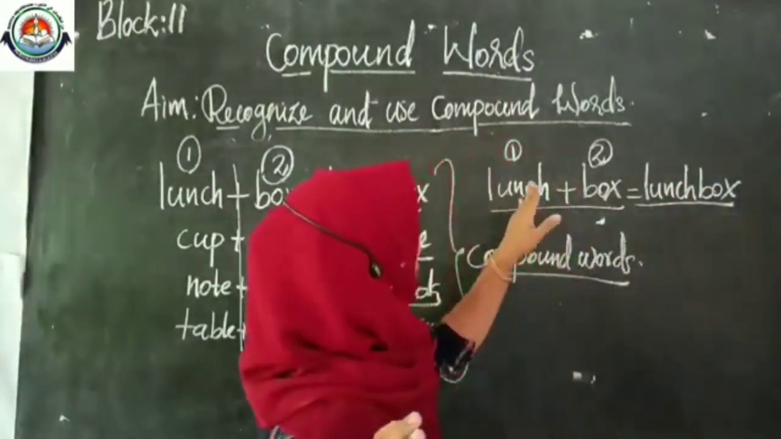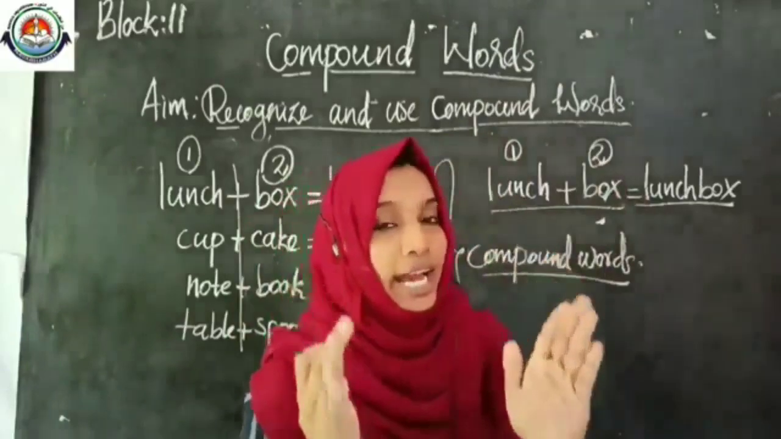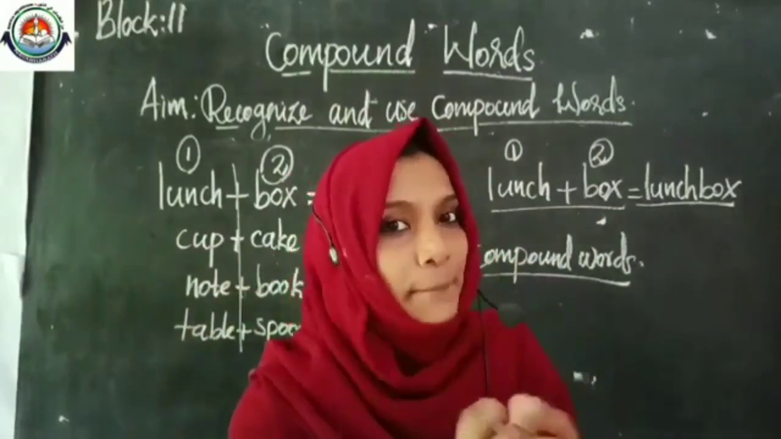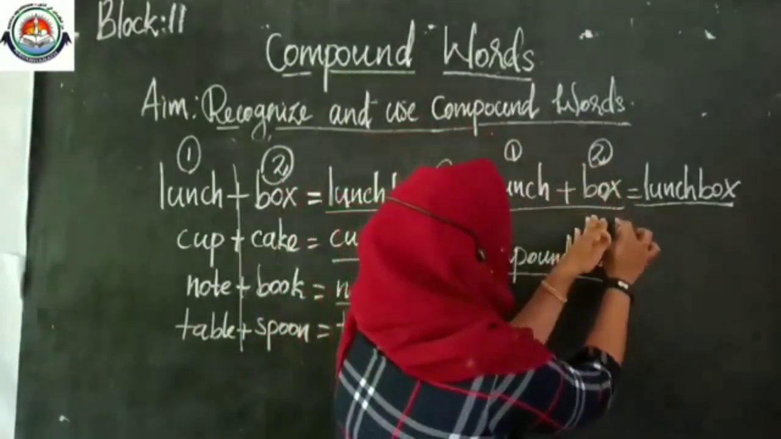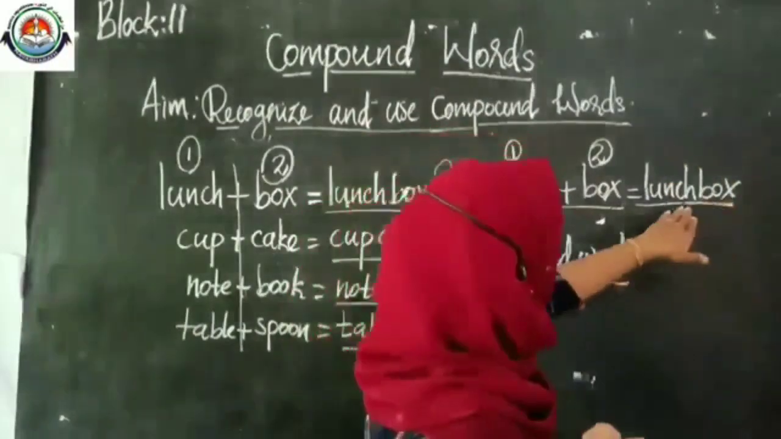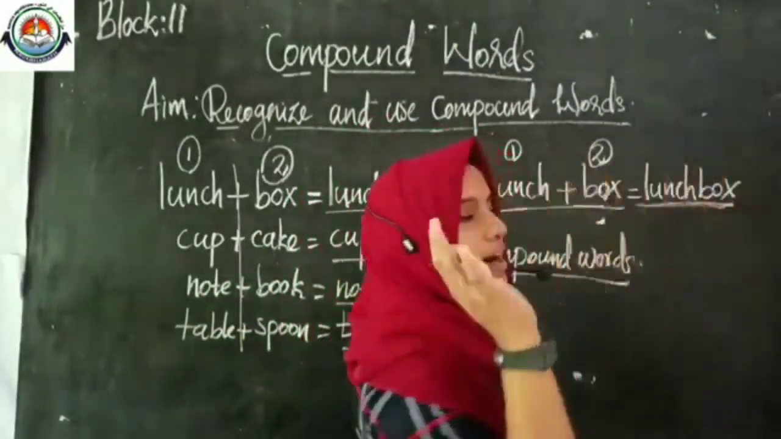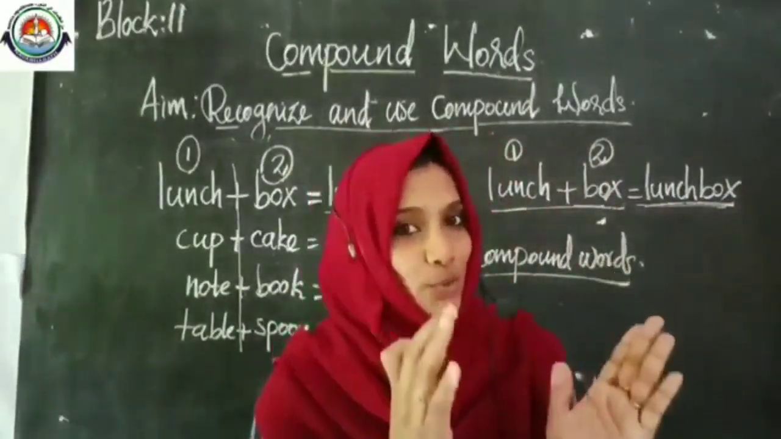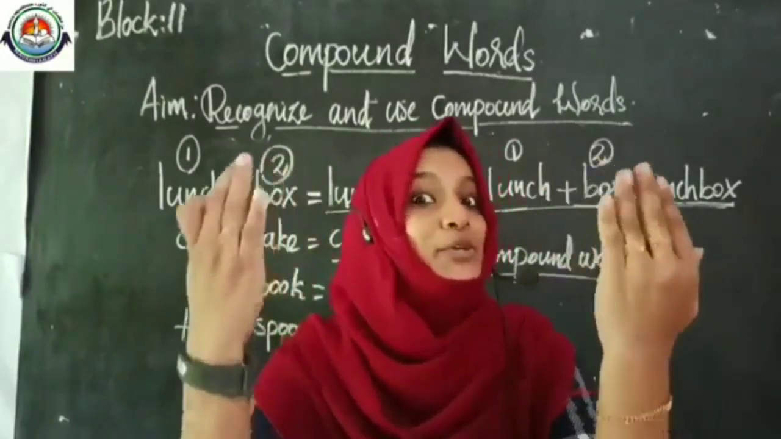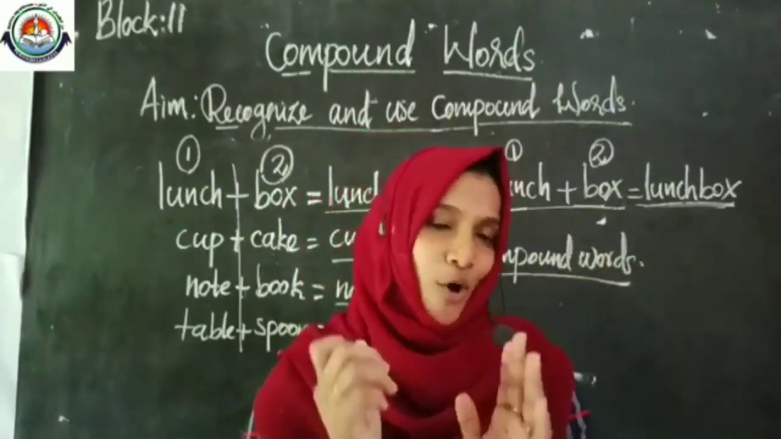So here these lunch and box, these divided parts, are having their own meaning. Then after adding these two words, we got a new word. It is lunchbox. So it is also having its own meaning. So these three words are meaningful words. So when we are adding two meaningful words, we'll get another new meaningful word. So those words are called compound words.